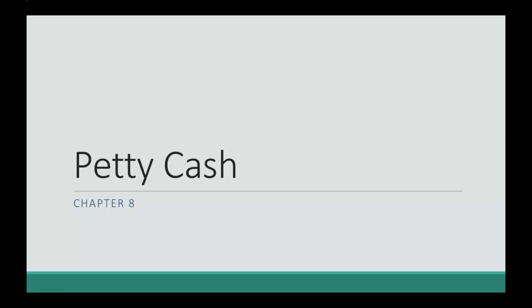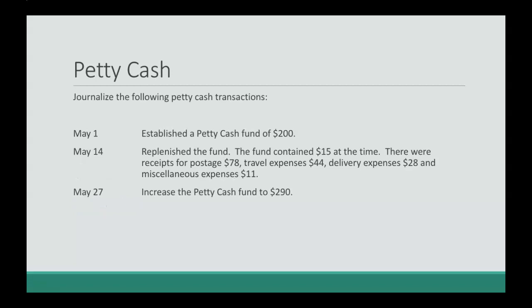In Chapter 8, you were introduced to petty cash. So, petty cash is going to be for smaller purchases, right? So you have these journal entries surrounding petty cash. So let's work through this example.